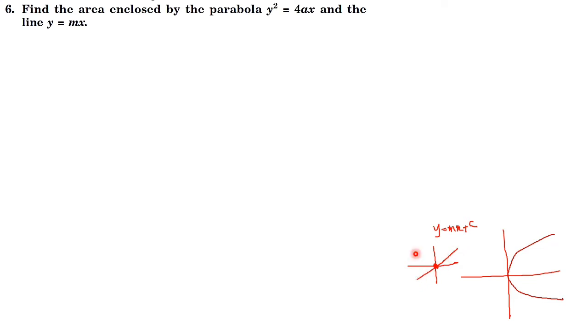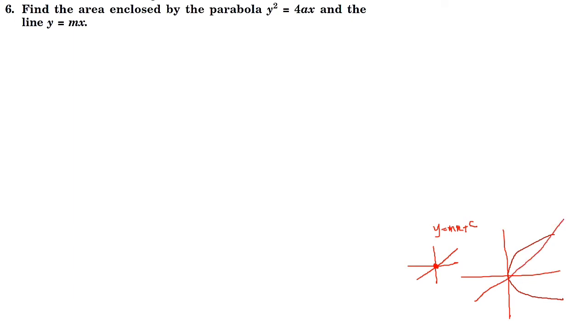Even if you consider the negative side also, of course the answer will come the same. But here I am taking y equals mx plus c, with m as a positive slope, that means it goes this way, and c, the y-intercept, is 0. So clearly the line goes in this direction. When we draw that along with the parabola, the line goes this way. Okay, so this is the way the line goes.